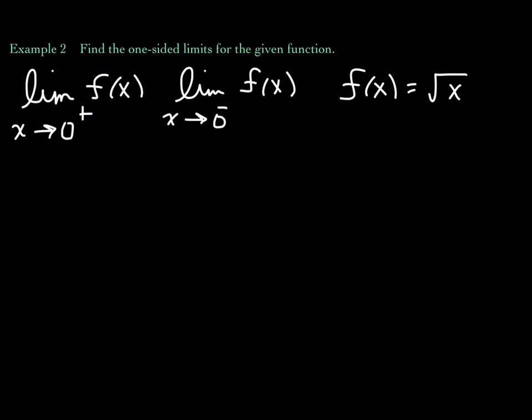Okay, we want to evaluate or find the one-sided limits for this given function. The given function is the basic square root function, and we want to find this right-hand limit and this left-hand limit. For both of them, x approaches 0, this one from the right, and this one from the left. Let's get the graph going, and then we can evaluate our limits.